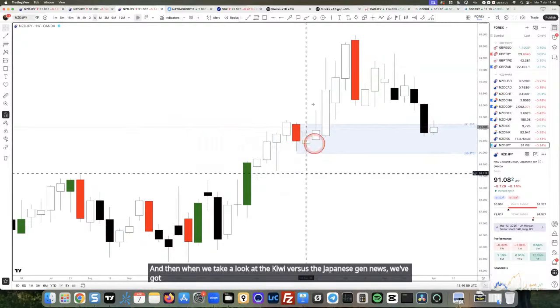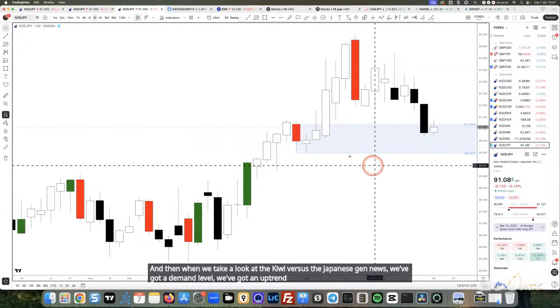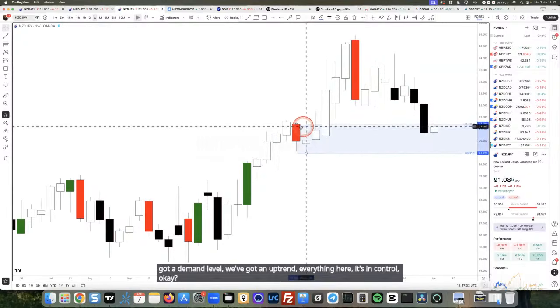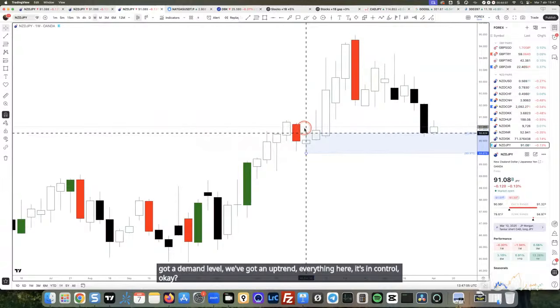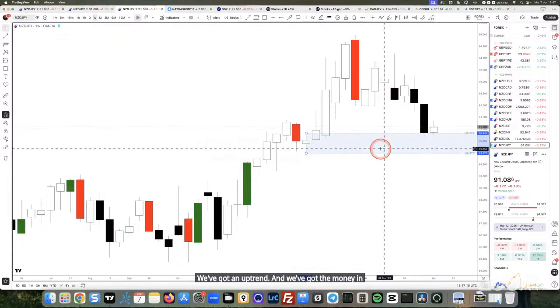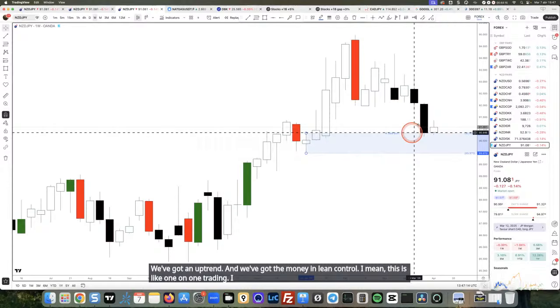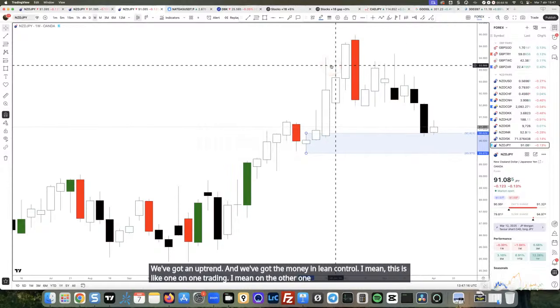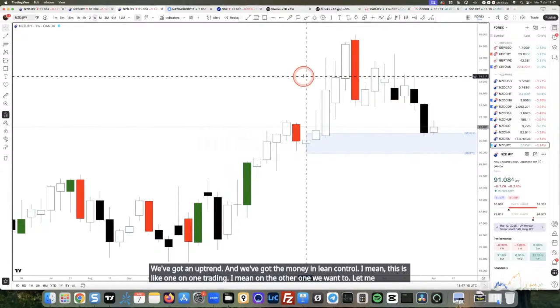And then when we take a look at the Kiwi versus the Japanese yen, we've got a demand level, we've got an uptrend, everything here is in control, okay? We've got an uptrend and we've got demand in control. I mean, this is like one-on-one trading.